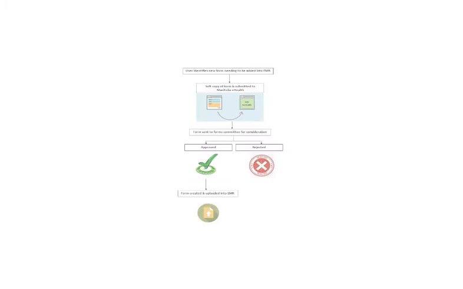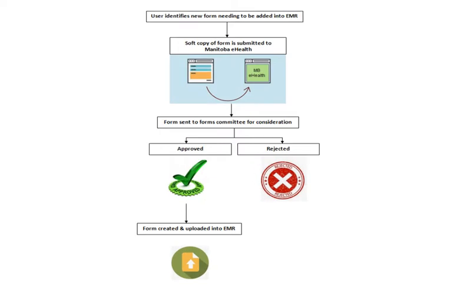Forms that exist in the EMR have received the necessary approvals for uploading into the EMR. All WRHA forms that exist in the EMR were approved by the Responsible Forms Committee prior to being added. If a new form is required in the EMR, the request and a soft copy of the form must be sent to eHealth prior to its implementation.